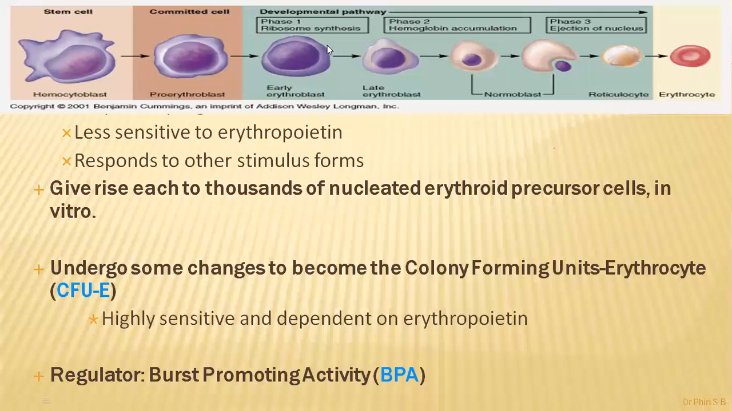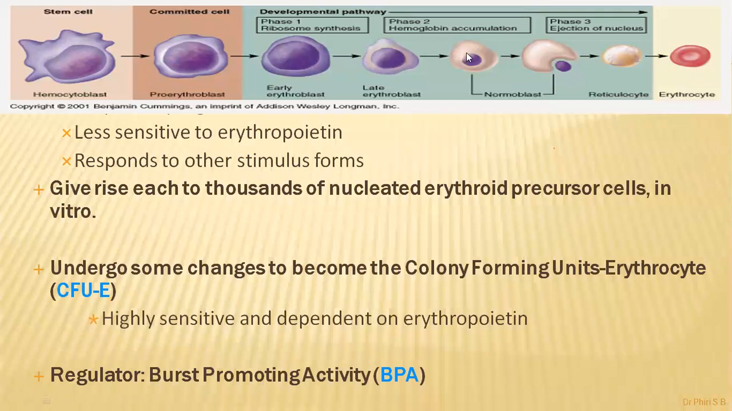After phase one, it will enter phase two. In phase two, you have hemoglobin accumulation because the ribosomes are now there. They are now synthesizing a lot of hemoglobin. In phase two, the early erythroblasts differentiate into the late erythroblasts. Then you can see the change in color. This is where you now have accumulation of hemoglobin. If you still have this nucleus, it means there is not enough room to accommodate more of this hemoglobin.